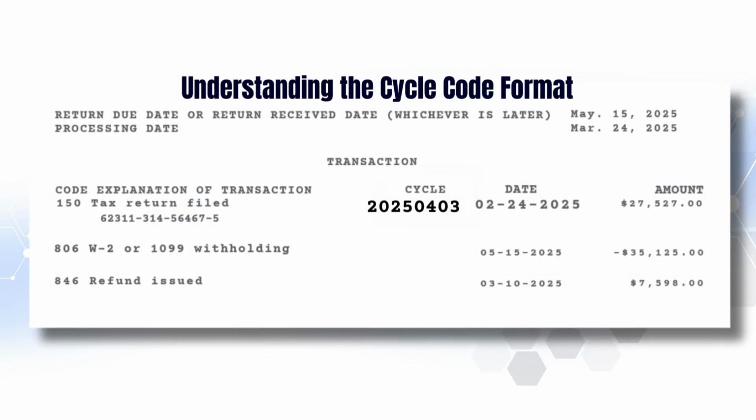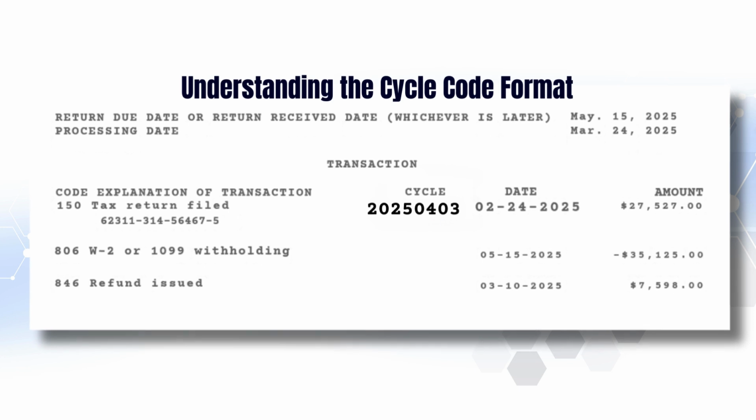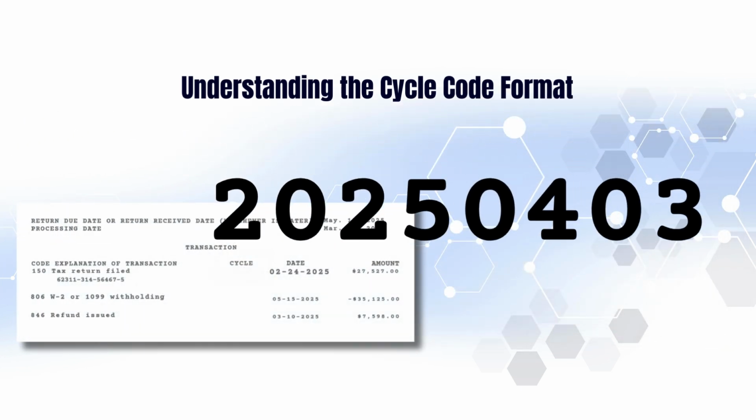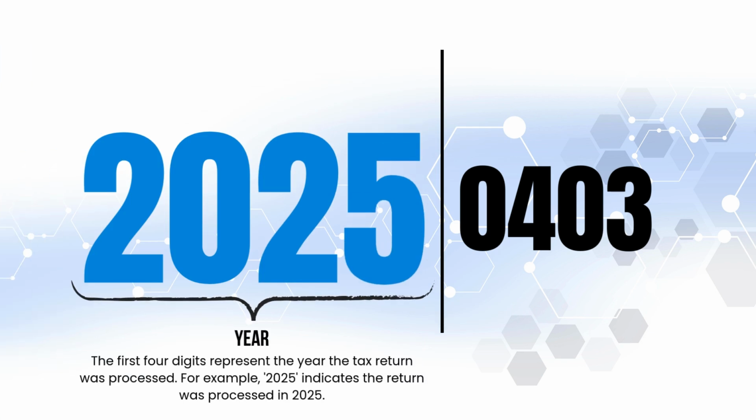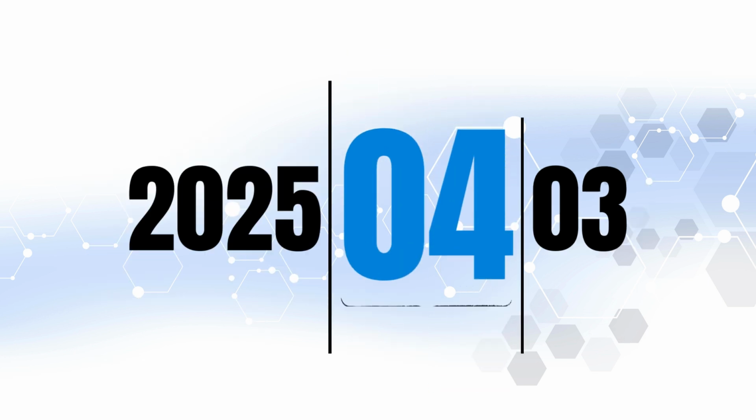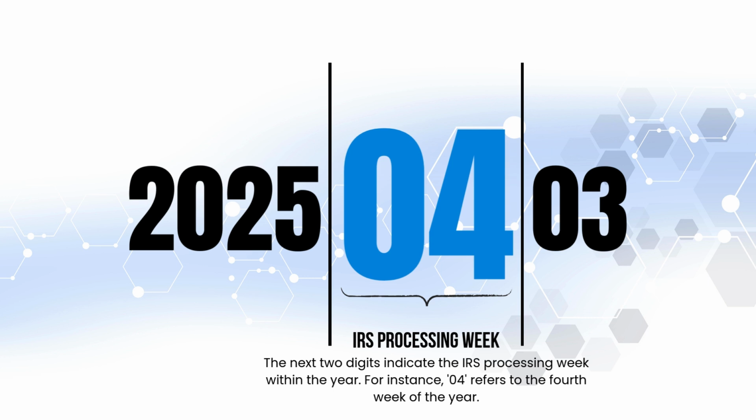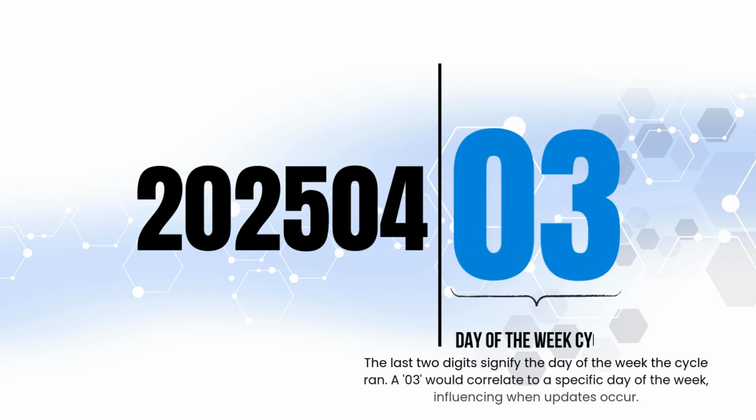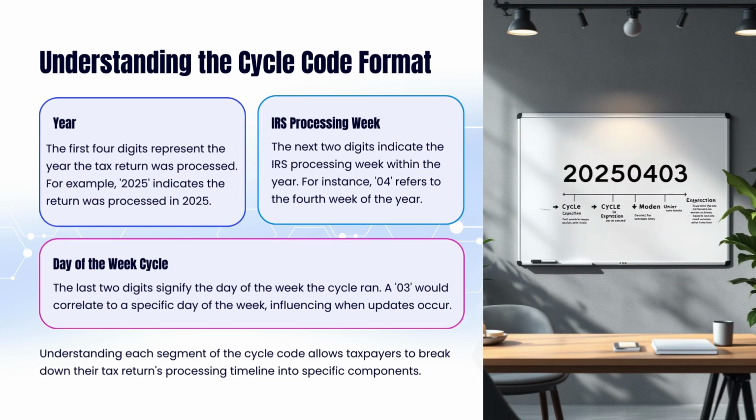Understanding the cycle code format. The cycle code is made up of 3 parts. Let's break it down. The first 4 digits indicate the year your return was processed. For example, 2025 means your return was processed in 2025. The next 2 digits represent the IRS processing week within that year. And the last 2 digits represent the day of the week the cycle ran. Understanding each segment of the cycle code allows you to break down your tax return's processing timeline into specific components. Once you get the hang of it, reading your IRS transcript becomes like reading a map. You'll know exactly where you are in the journey.